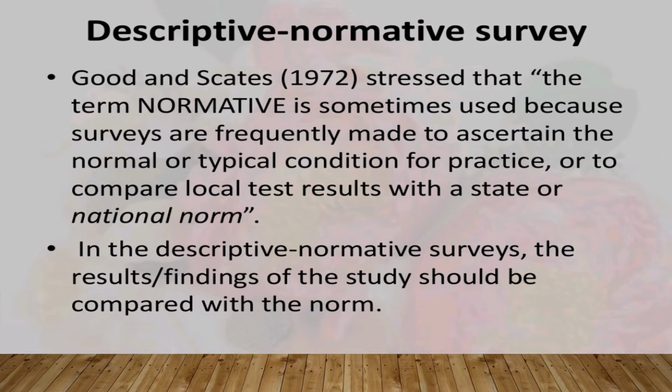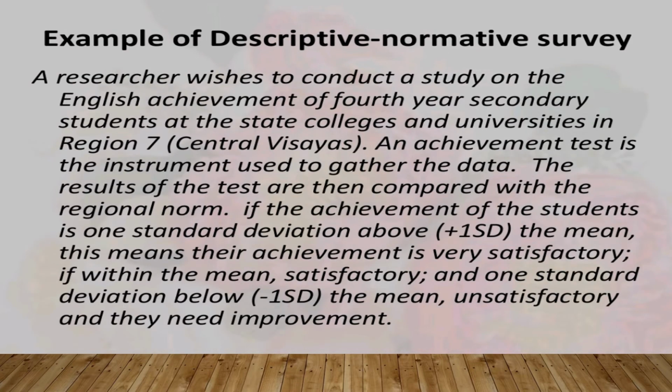Good and Scates, 1972, stress that the term normative is sometimes used because surveys are frequently made to ascertain the normal or typical condition for practice, or to compare local test results with state or national norms. In the descriptive normative surveys, the results or the findings of the study should be compared with the norm. Example of descriptive normative survey.